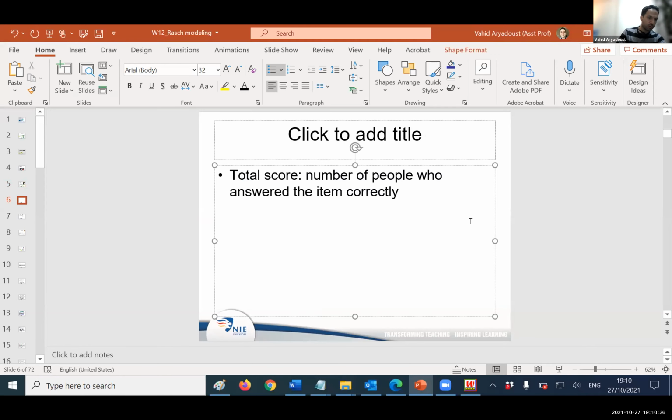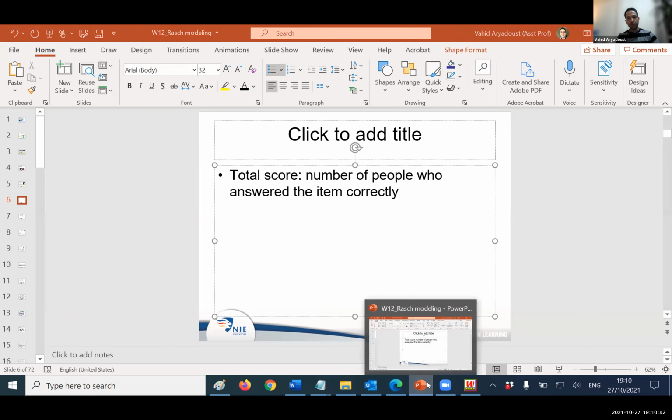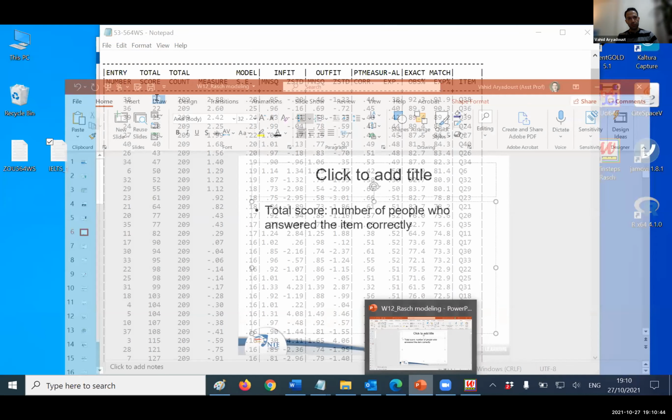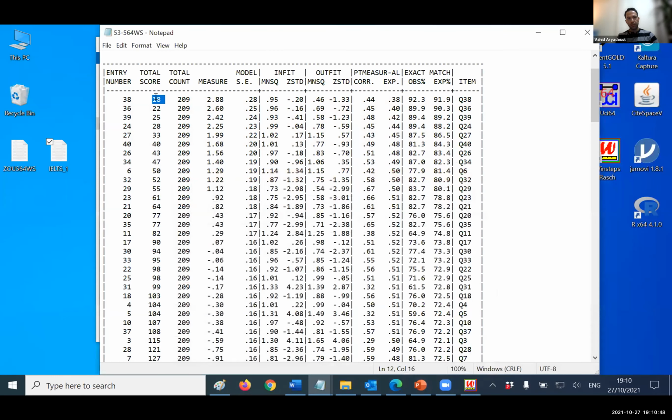Oh, I'm running out of battery. Okay, guys, so the number of people that answered the item correctly, that's the total score. 18, out of how many? Out of 209. So only 18 people got it correctly. You can imagine how difficult that item was.